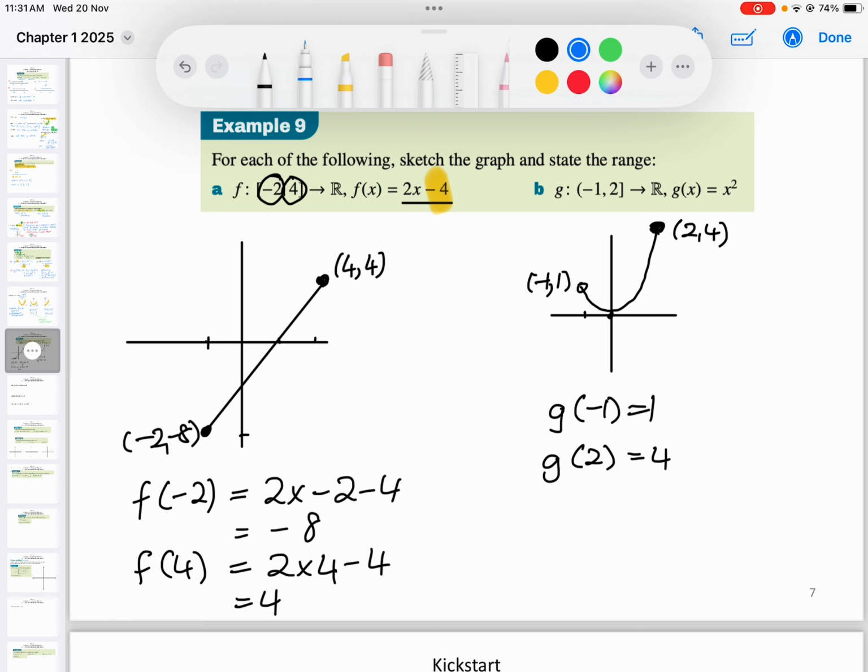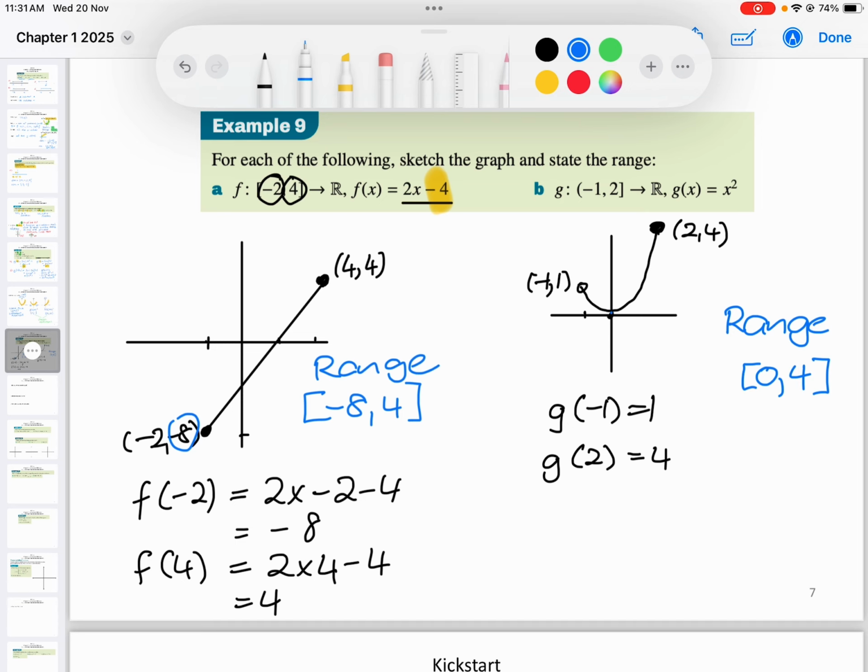So this one, just out of interest, it has a range. Oh, no, it says state the range. Let's do it. The range, the lowest number is 0. It is included. And then to 4, it is included. And this one, lowest value is -8. And it goes up to 4. So that's the range for each of those.